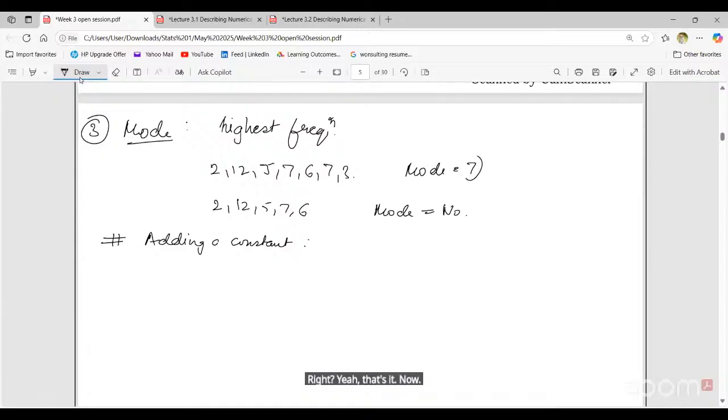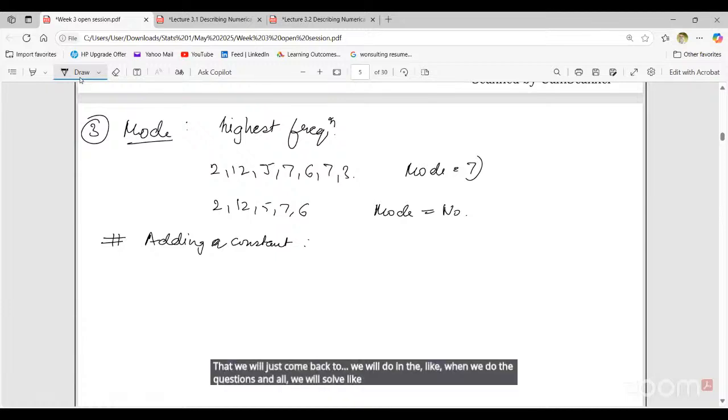Now, if there is an X in the data, like 1, 2, 3, 5, 6, and 9, 10, how do we conclude the mean? If I need to find the X value, you can easily use the mean formula. We will do that when we solve the questions. Now just focus on the theory part. Fine.